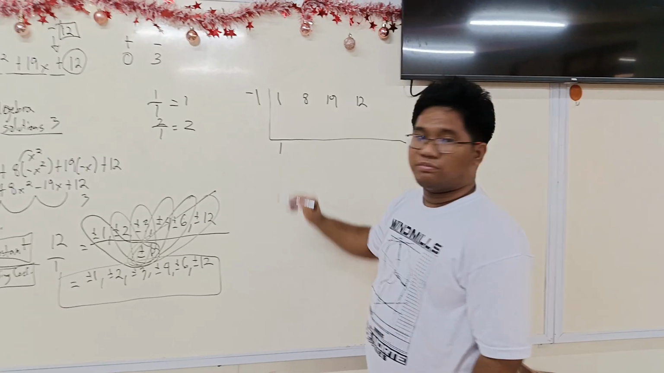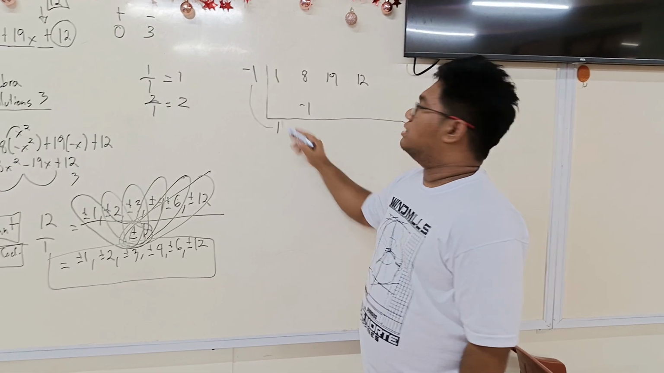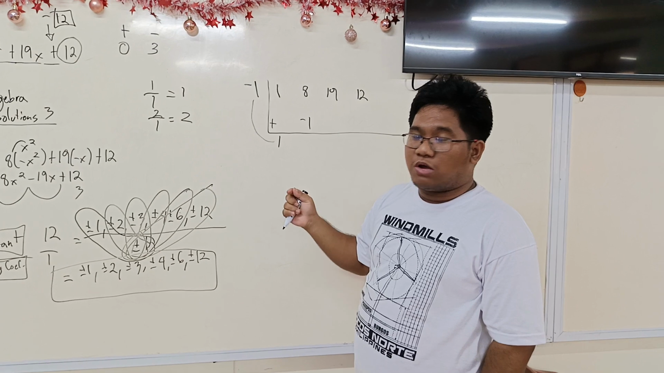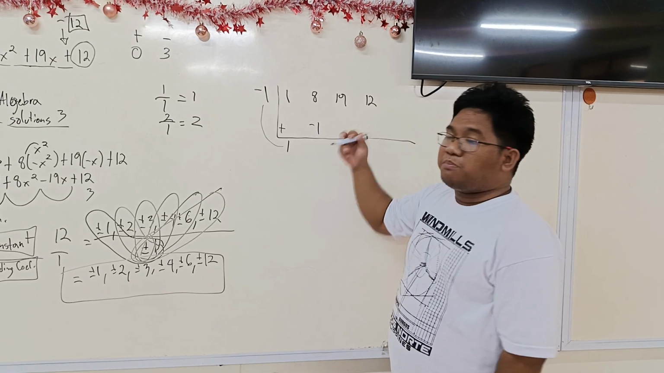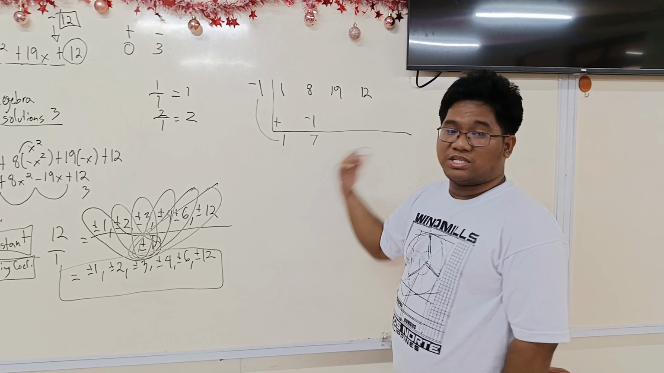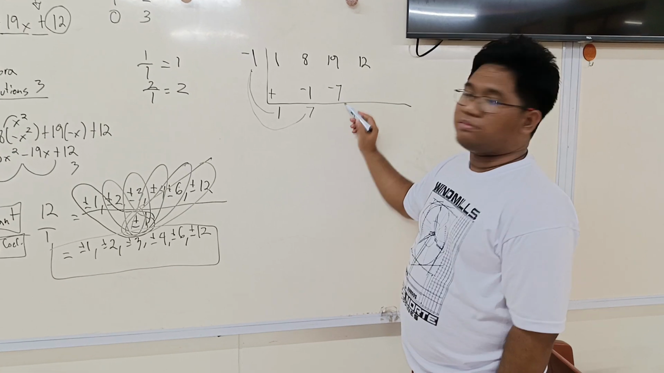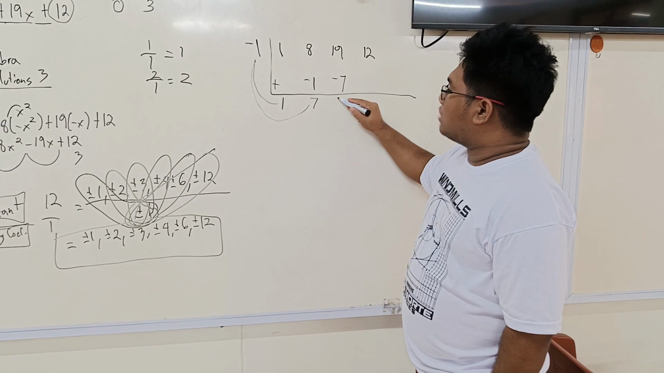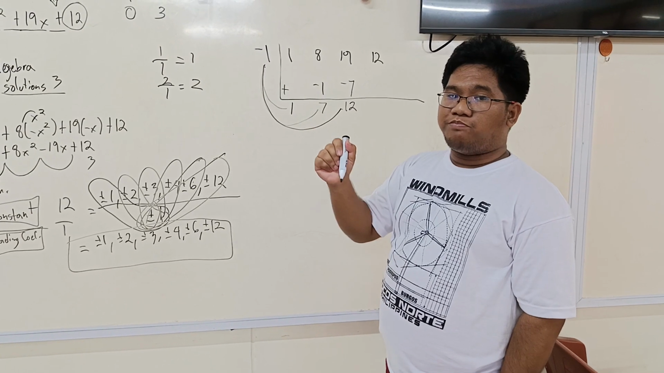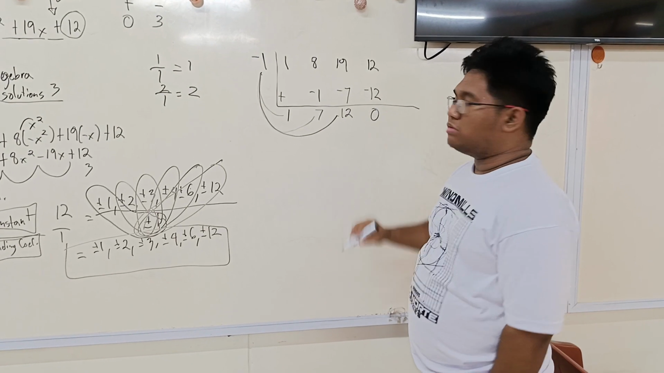Bring down 1. 1 times negative 1, that would be negative 1. Then don't forget to put the plus sign para alam ninyong addition yung gagawin. 8 plus negative 1, that would be 7. Tama, 7. Next, 7 times negative 1, that would be negative 7. 19 plus negative 7, that would be 12. 12 times negative 1, that would be negative 12. 12 plus negative 12, 0.